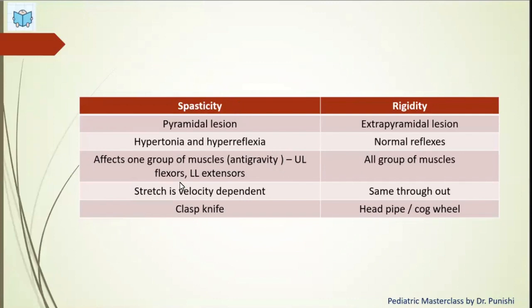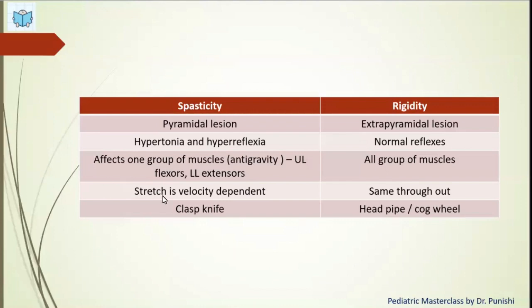Now, spasticity is velocity dependent, whereas rigidity is not. So, what do I mean by that? So, let's say when I talk about clasp knife spasticity. When you flex the elbow and you try to release it, there is resistance initially, but after a certain point, there's a give way sensation. Okay, so that is what you see in clasp knife, whereas in rigidity, you will have the same kind of resistance throughout the range of motion.